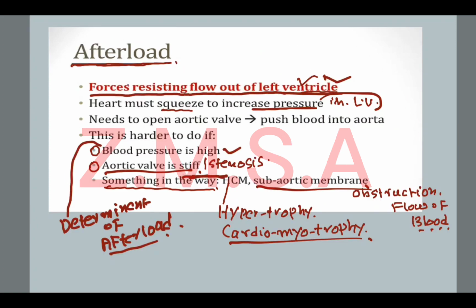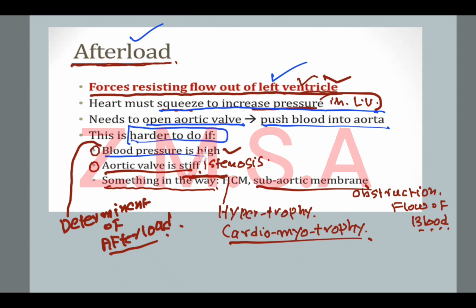After preload, the next term is afterload. Afterload is the force resisting flow out of the left ventricle. The left ventricle must squeeze to increase pressure in the left ventricle, open the aortic valve, and push blood into the aorta. This mechanism is harder to do if blood pressure is high, the aortic valve is stiff or stenosed, or something is in the way, for example hypertrophy, cardiomyopathy, or subaortic membrane obstructing the flow of blood. Blood pressure is a determinant of the afterload.